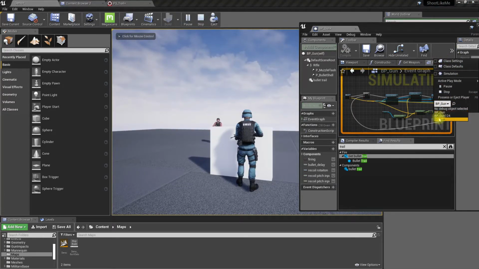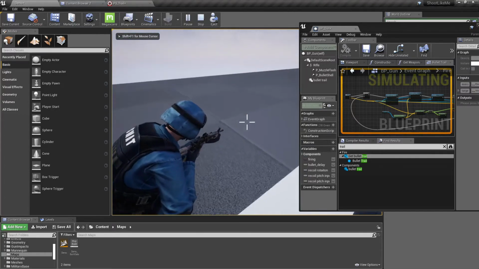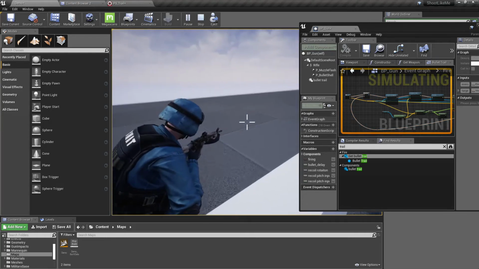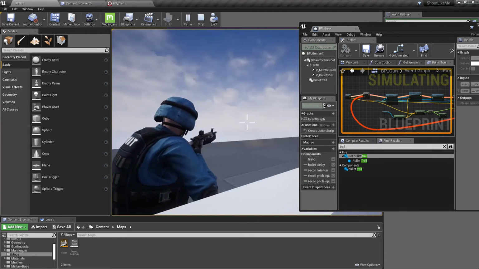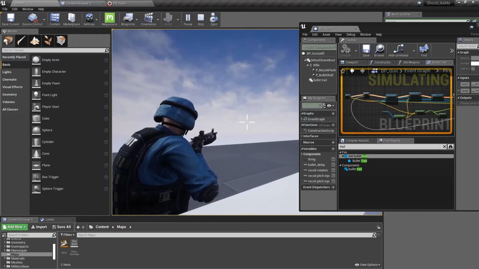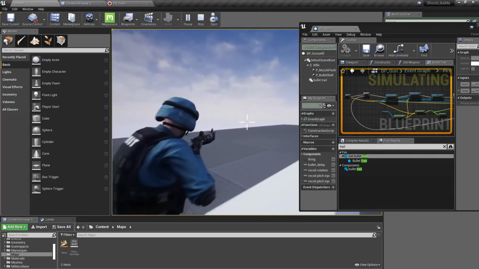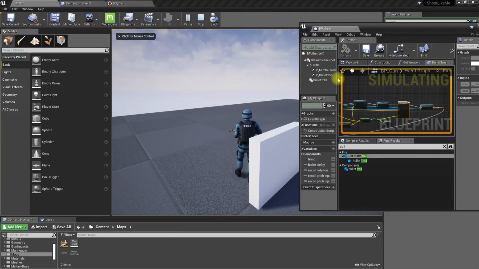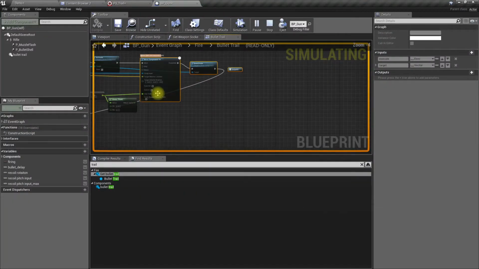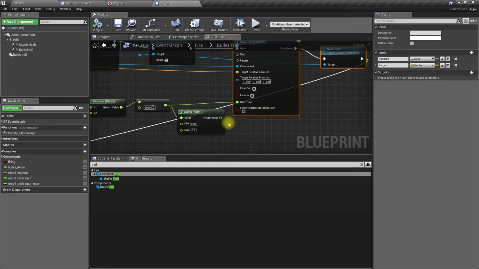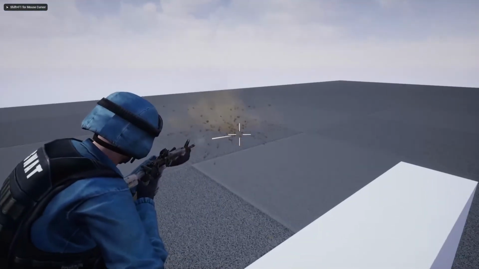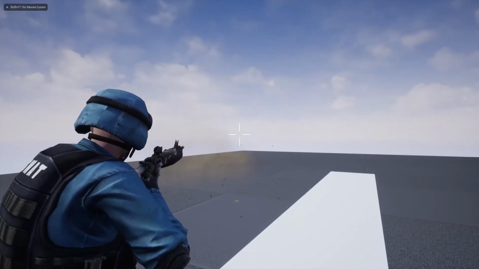I think that happens if I try to shoot the sky. Let's see. Yeah. After shooting the sky, this reset never happens. Oh, sorry, I didn't connect this. Now it should work, I think. Yeah, it is working now.